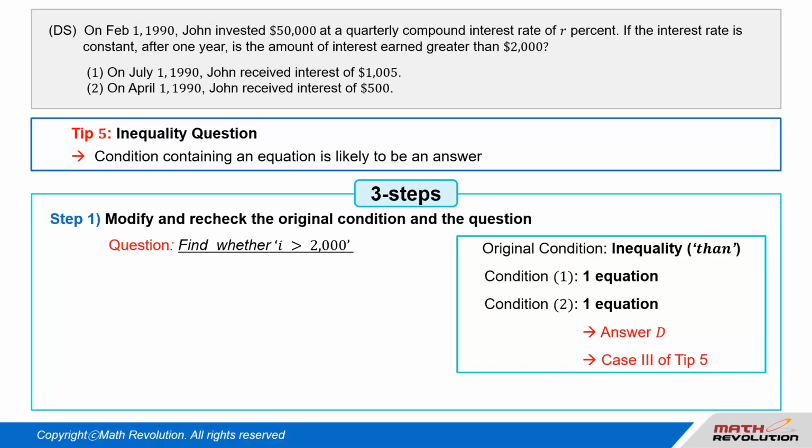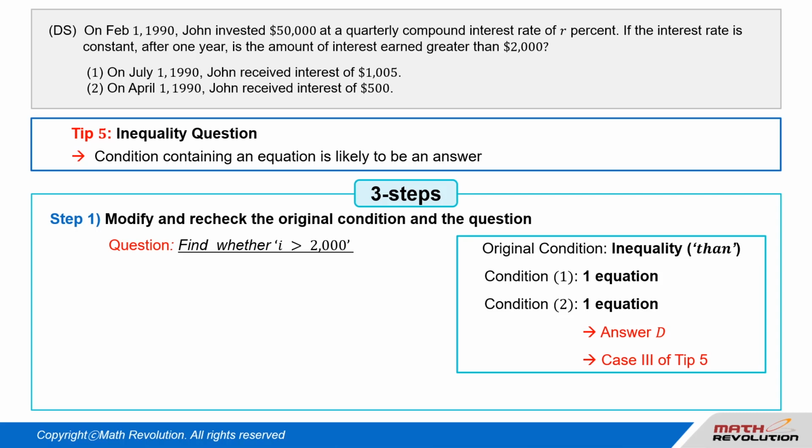Let's look at the information from the original condition. The original condition is a bit lengthy and can be confusing, but we can modify the original condition as I is greater than 2,000. We can say from the word "than" in the question that we are dealing with inequality. Both the conditions deal with an equation, and consequently, D should be the answer as per case 3 of tip 5. The answer to this question will be in terms of a unique value of yes or no, and therefore, we apply CMT1 to this question.